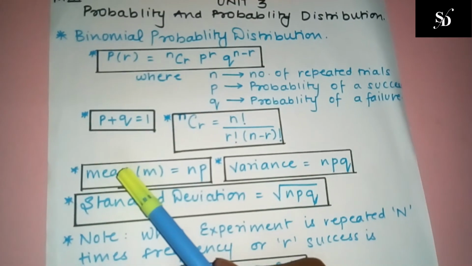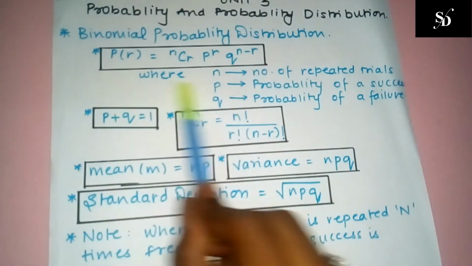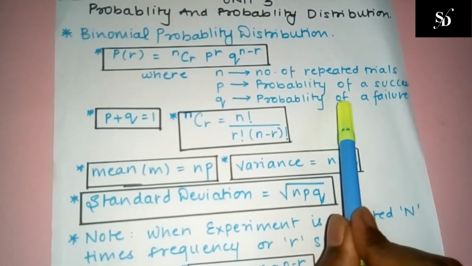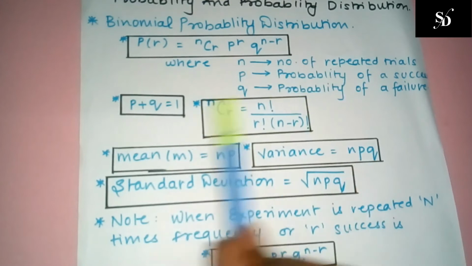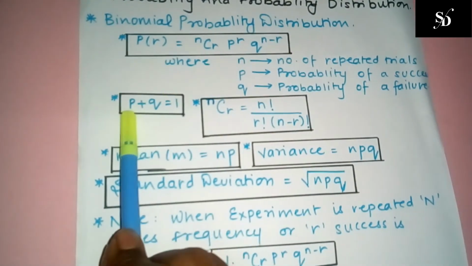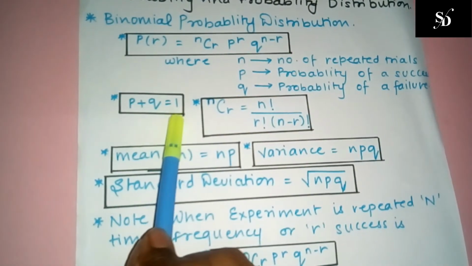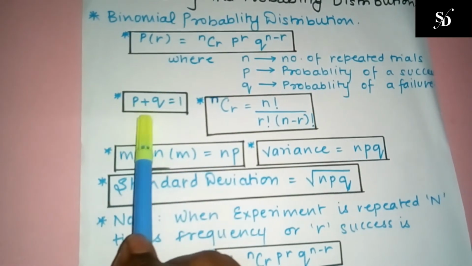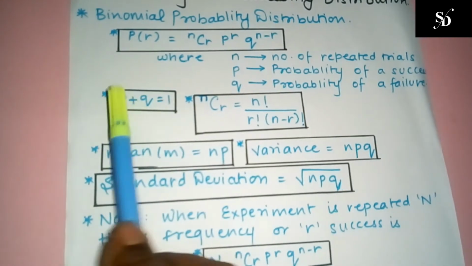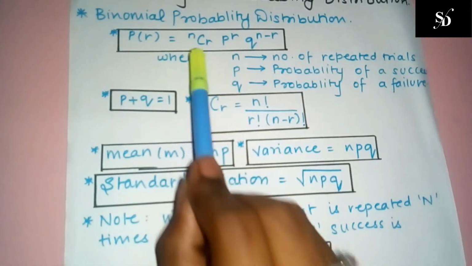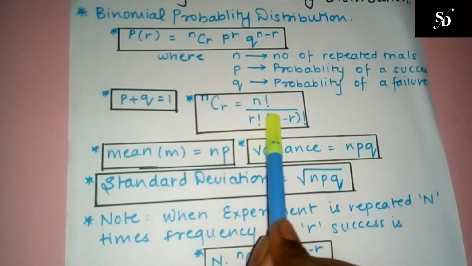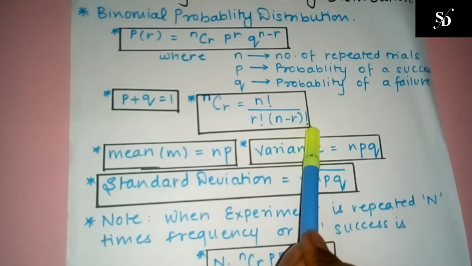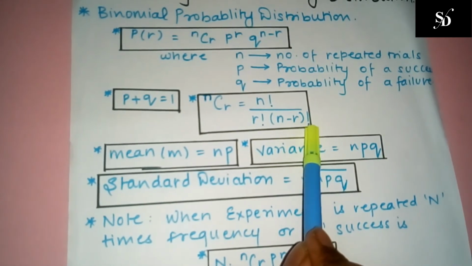So in this particular video you should write down all the formulas, note them down, and go through them. Next, there is one thing: P plus Q is equal to 1. In the sum we will need this statement, so you have to remember this also, that P plus Q is equal to 1. Then we have the NCR. The formula for NCR is N factorial upon R factorial into N minus R factorial. These are the common formulas.